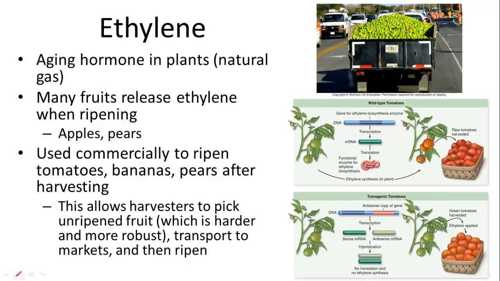The idea is you can pick unripened fruit when it's green, and when it's harder and more robust, and then you can transport it. And then once you get it to where it needs to be, you can ripen it by exposing it to ethylene. You can even, with what this schematic is showing, take out the gene for ethylene so that they can't make their own ethylene, they can't ripen by themselves, and that makes it even easier to transport them as unripe fruit. And then once they get to where they need to be, you can apply ethylene so that they ripen.